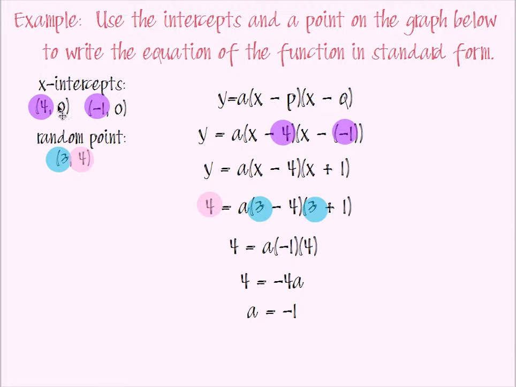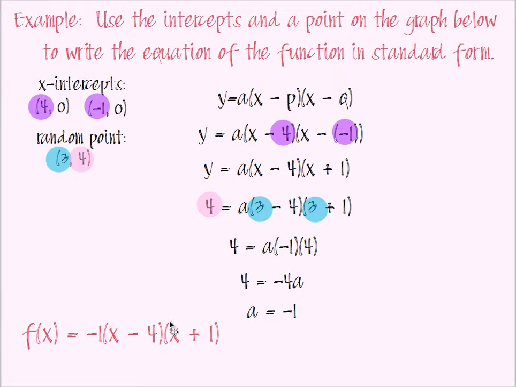So now I have a value for P, a value for Q, a value for A, and those three values are going to help me find standard form. First, I'm going to plug those values into intercept form because that's what we're working with today. Next, I'm going to take the time to multiply those two factors back together. Remember, when I multiply them, I have to distribute the x and distribute the -4.